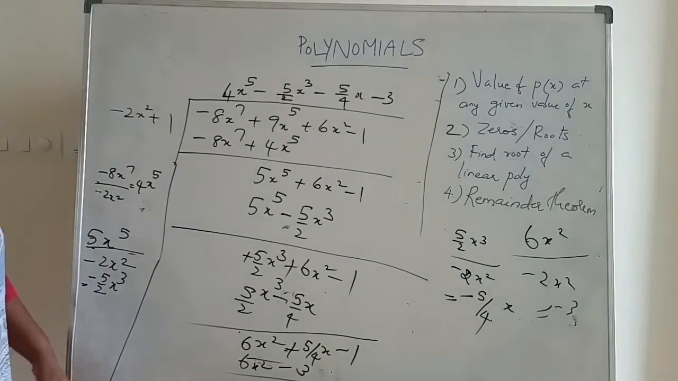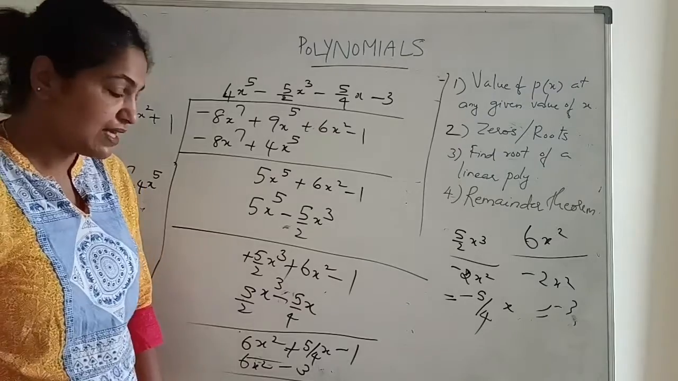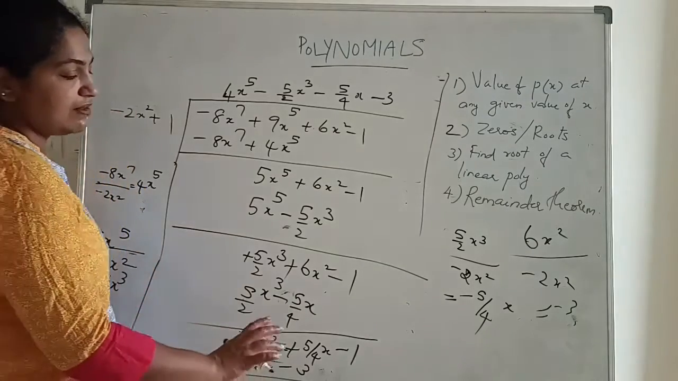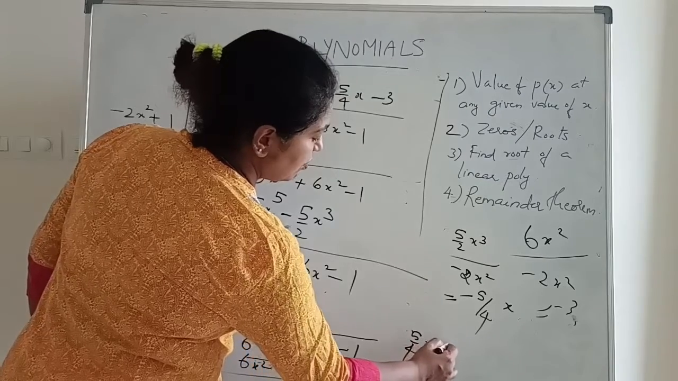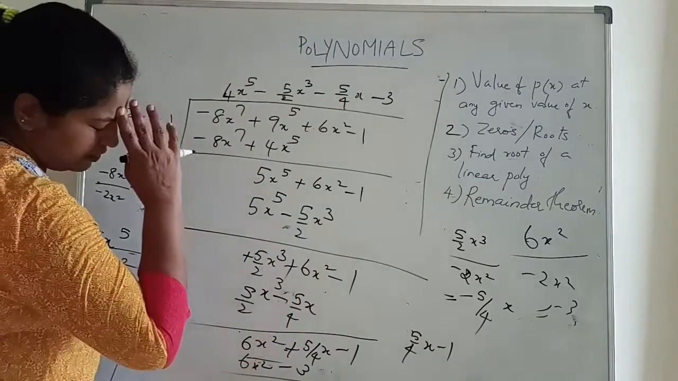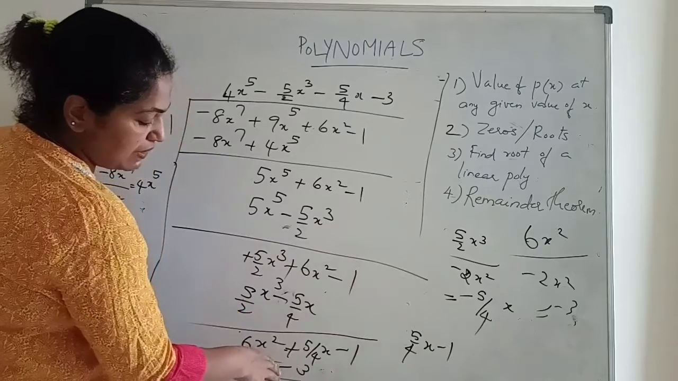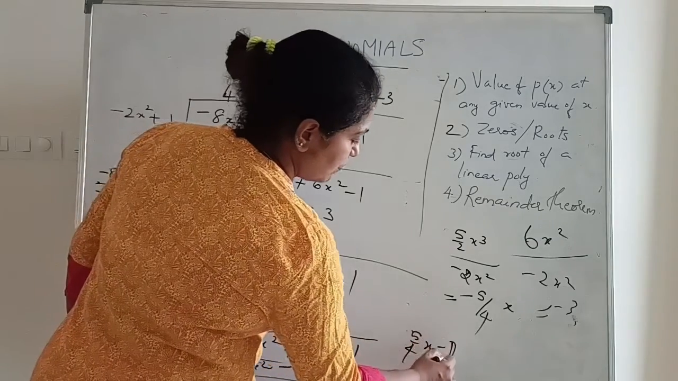Okay. The first term, it will get cancelled. 5 by 4x minus 0x will give me 5 by 4x. Minus 1 minus 0 will give me a minus 1. Oh, sorry, there is a 3. Minus 1 minus minus 3 will give me a plus 2.